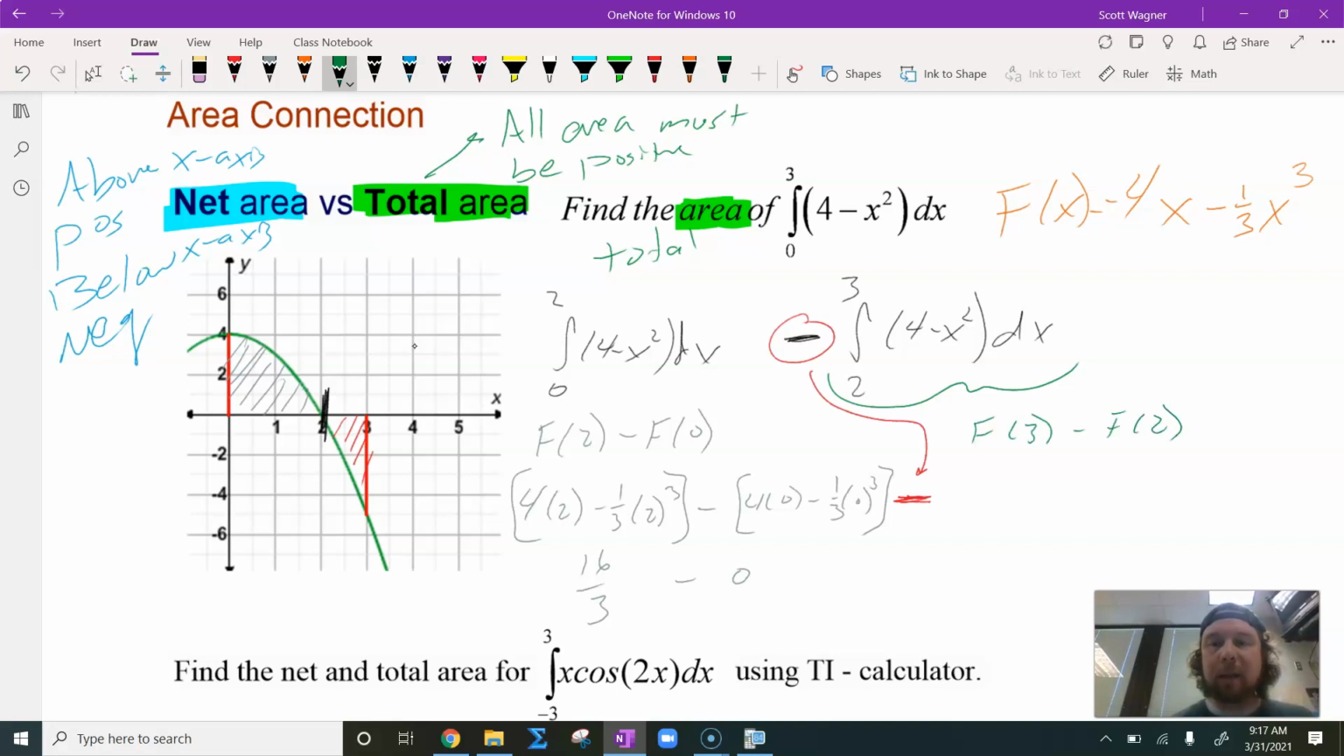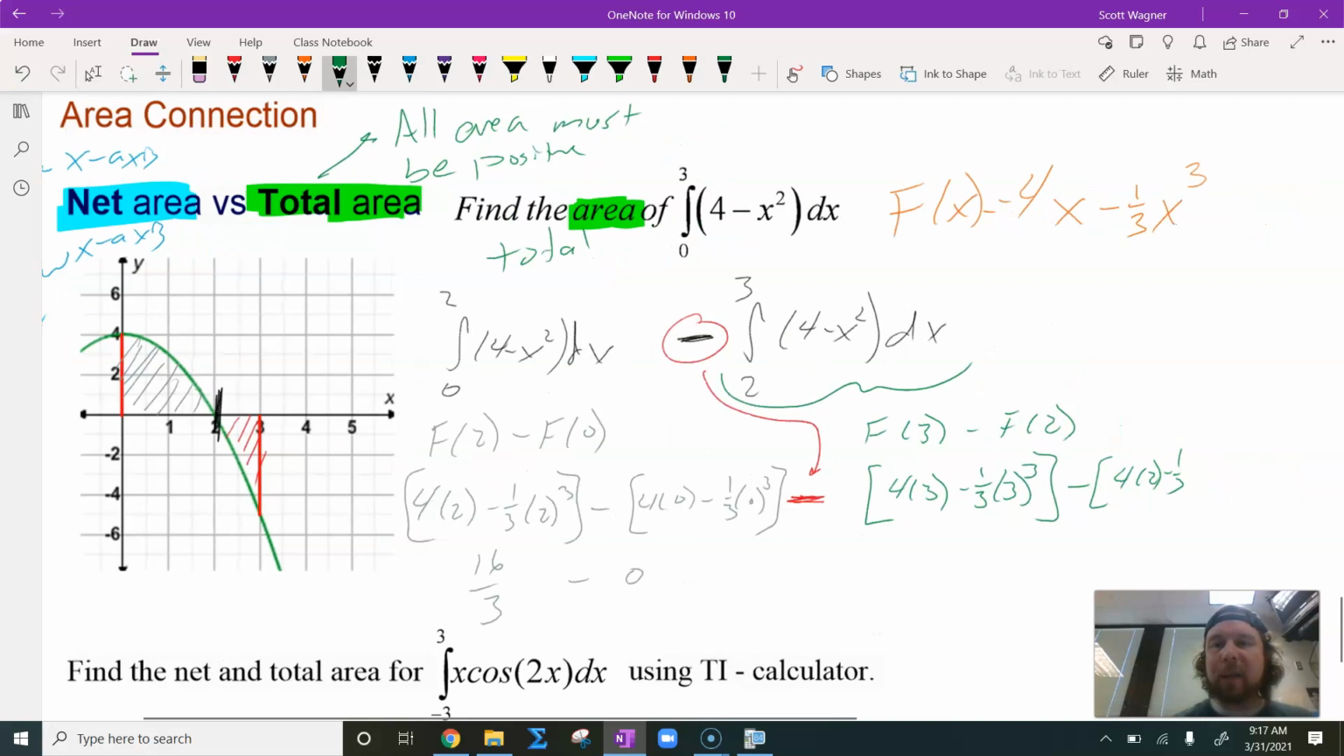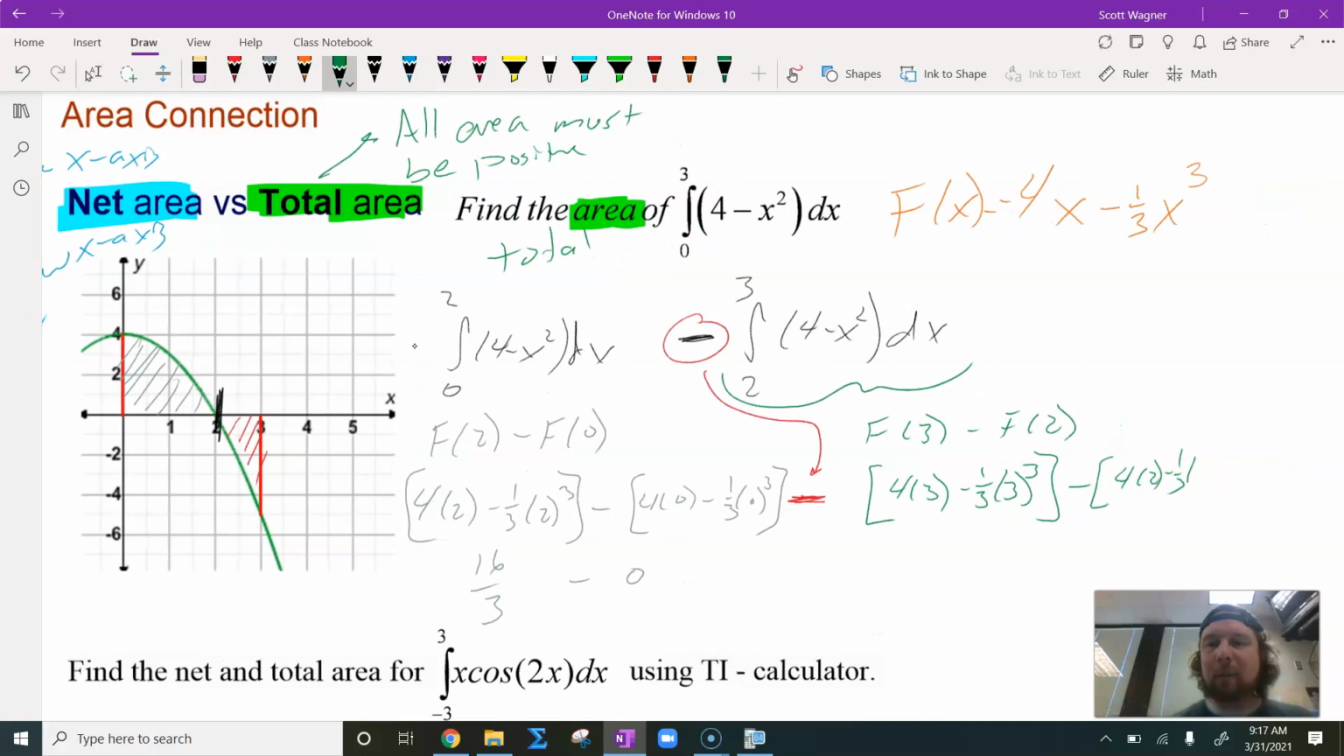So I've got the antiderivative at 3. Well, that'll be 4 times 3 minus 1/3 times 3 cubed, minus the antiderivative at 2. I already did that over here. Let me clean all that up. The antiderivative value at 3 is just plain old 3 actually. And the antiderivative at 2, I've already figured out, that was 16/3, so I'm going to subtract 16/3.